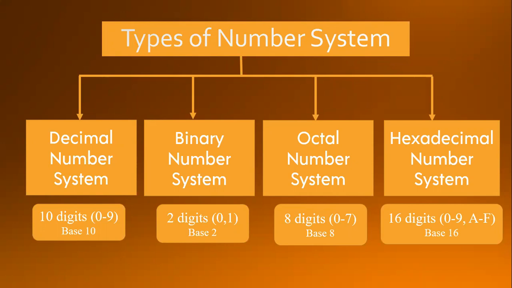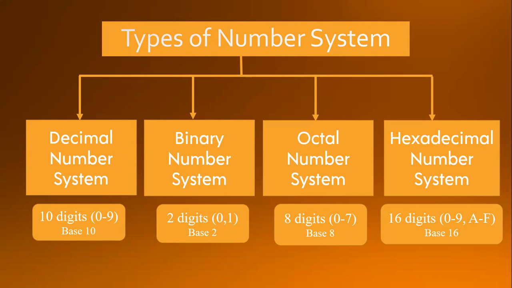The next number system is the octal number system. Octal means the number system having 8 digits. We use the words octagon and octopus: an octopus has 8 legs, an octagon has 8 sides. So octal numbers have 8 digits. These 8 digits are from 0 to 7. All the digits from 0 to 7 are known as octal digits.